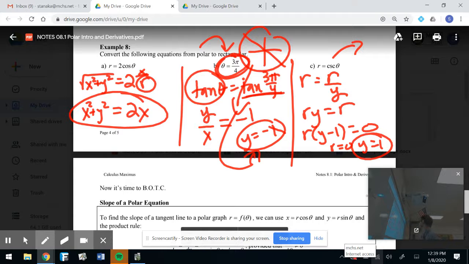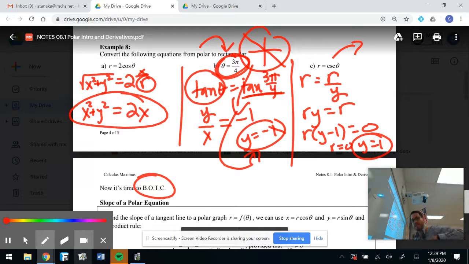Okay? Some people would say, well, you could have just divided by an r and got y equals 1. But remember, it's never ever good to really divide a variable by a variable because you're eliminating some possible solutions. Okay? Now comes the fun part.